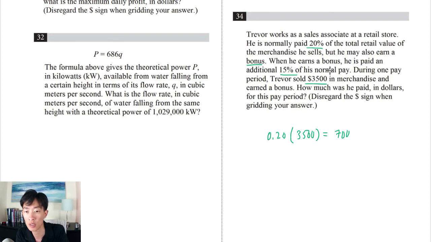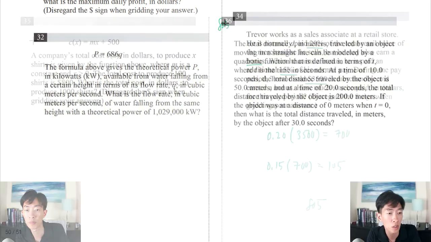And then for his bonus, he's going to get 15% of that. So you're going to do 0.15, to represent 15%, times 700. That's going to be 105. So his total pay is going to be 700 plus 105, and that's going to be 805. And that's the answer.